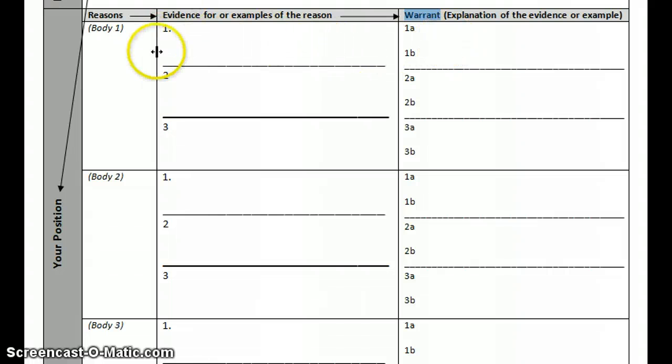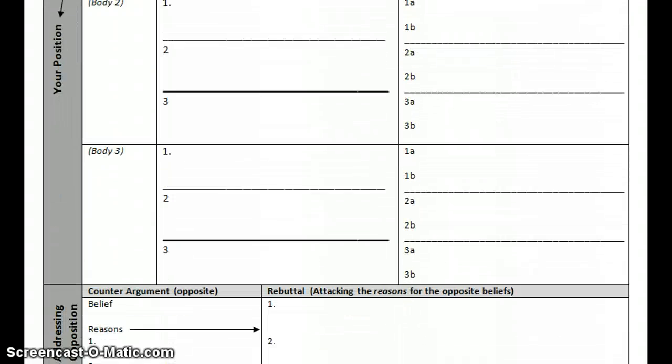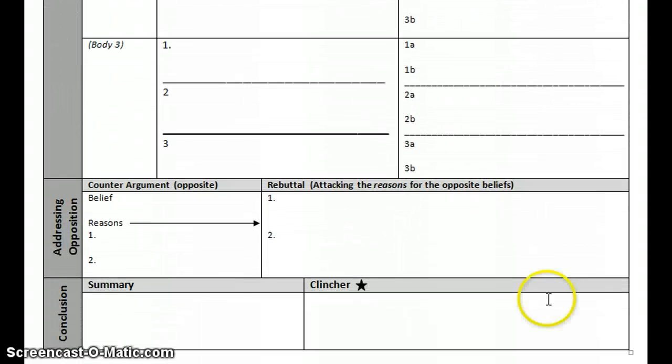So you can see this little section of chart here is going to give you your 10 sentences for your body paragraph. So you're going to repeat that. You're going to do that 3 times and fill that out. And then you'll come down here to the addressing opposition. In a persuasive essay, it's really important to show that you understand both sides of the story and you fully understand them and are still arguing for your particular side.